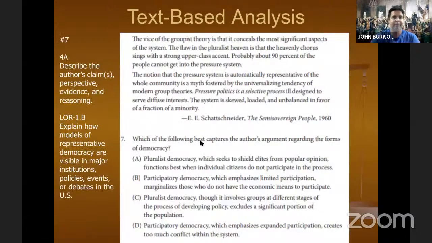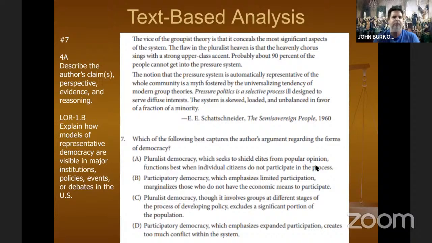So going back, which of the following best captures the author's argument regarding the forms of democracy? He's taking a pretty critical view here. He's looking at interest groups that are favoring the upper class. It's that fraction minority. But which would it be? Is it pluralist or participatory? Let's break this down. A: pluralist democracy, which seeks to shield elites from popular opinion, functions best when individuals do not participate in the process. Whoa.